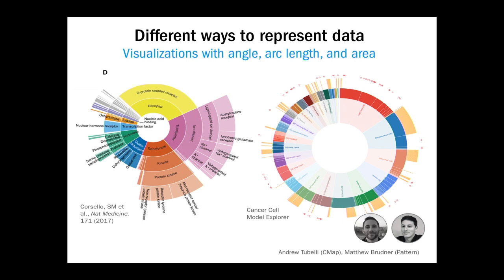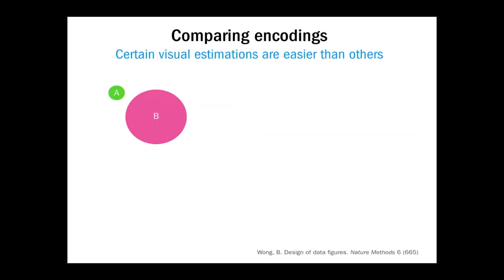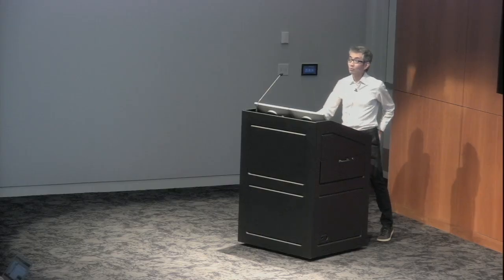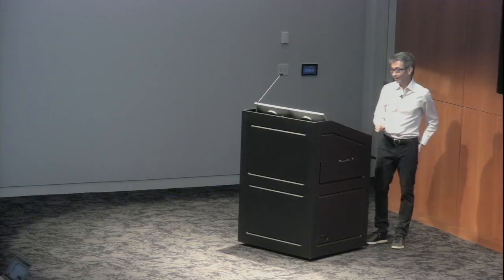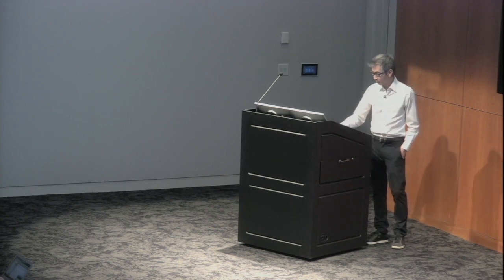But not all those encodings are equally easy to read. For example, in an area encoding like this, how many times larger would you guess B is compared to A? I heard 20. 2? 10? The answer is 14. So it can sort of be challenging to do.